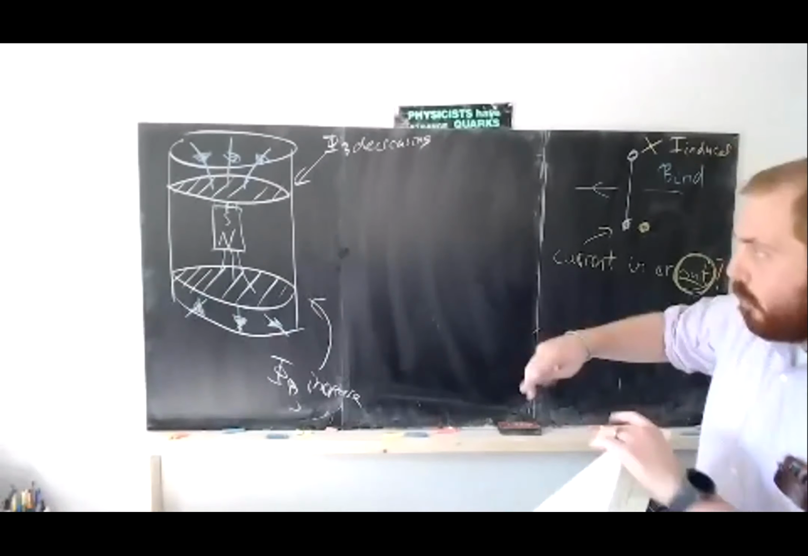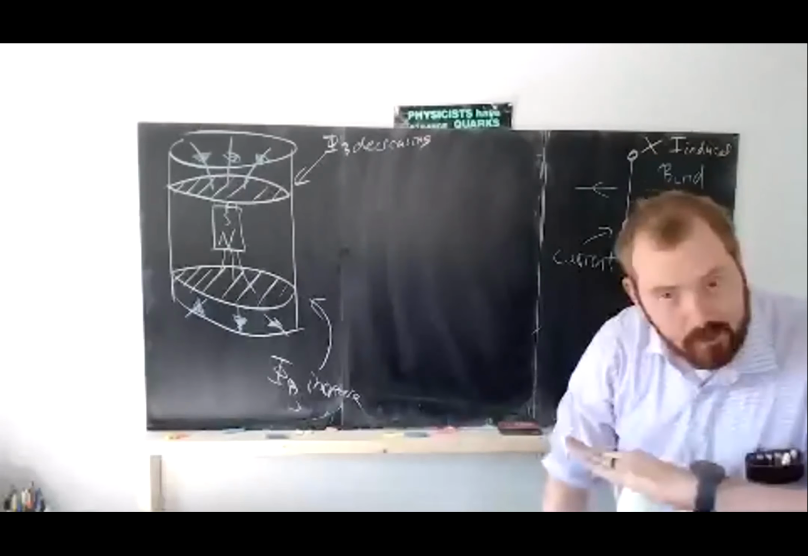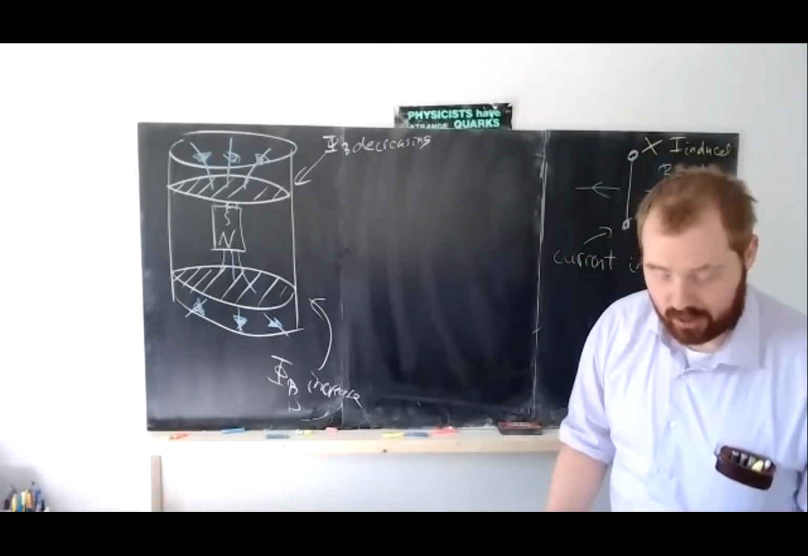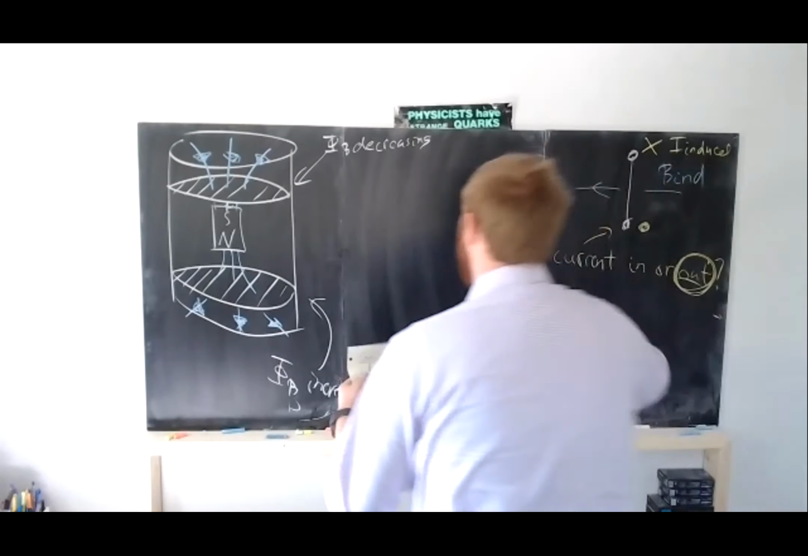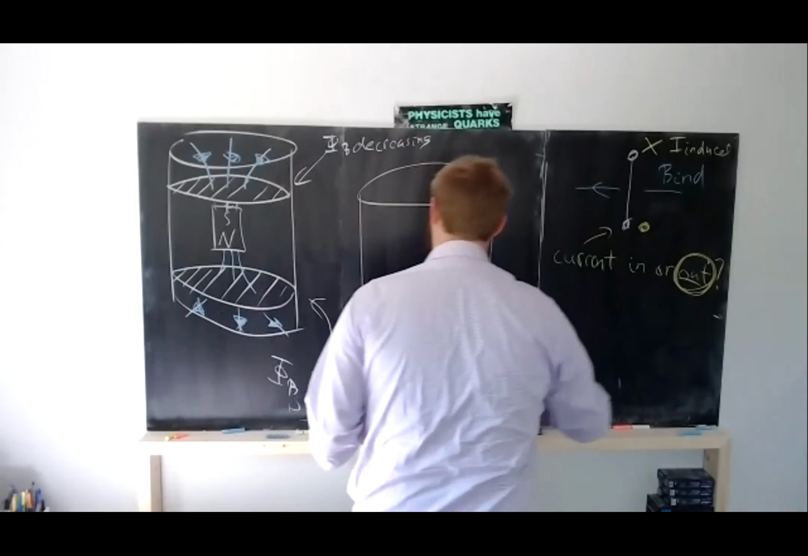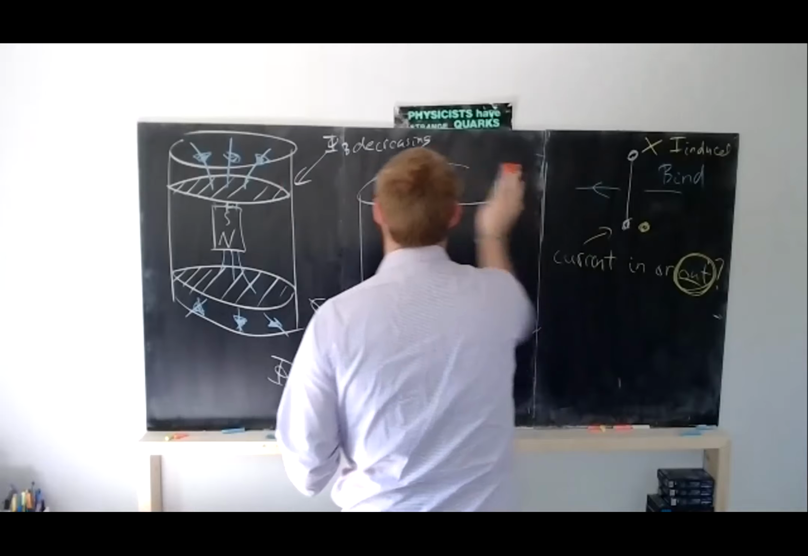So I've got one part of the pipe that's getting more and more flux. The next part of the pipe is getting less and less flux. So I'll draw this picture again. Try to do this on the same.